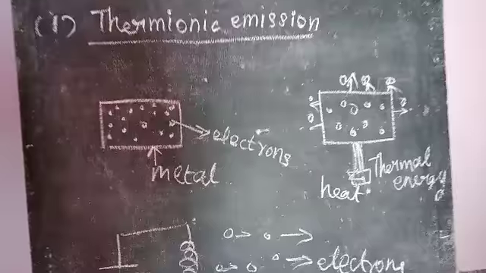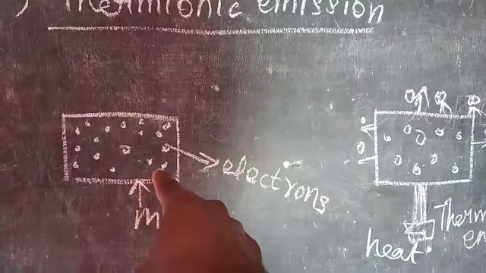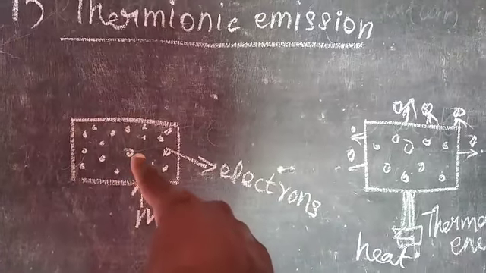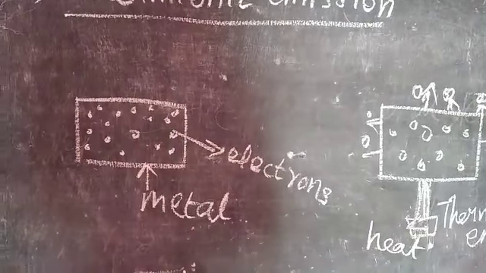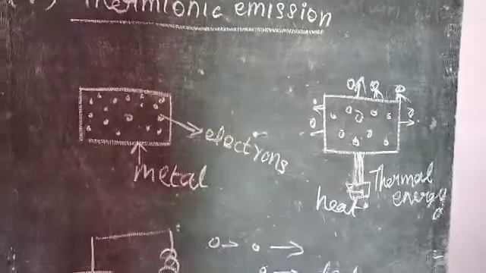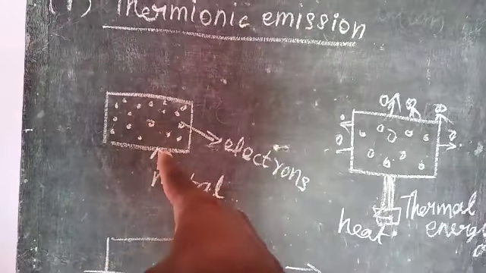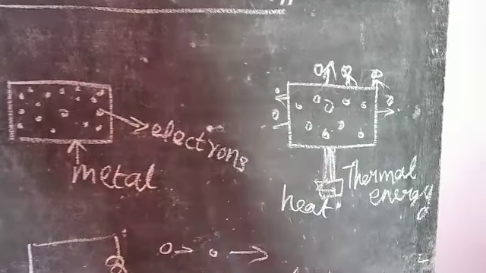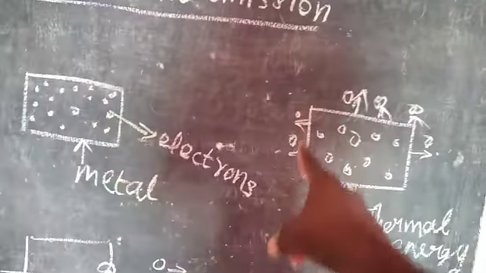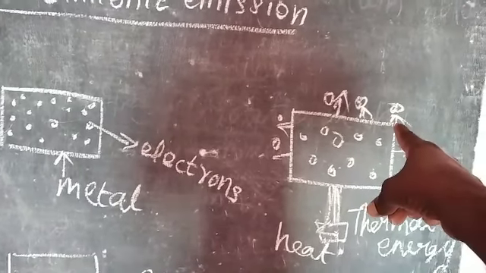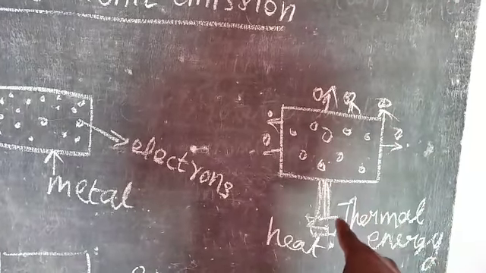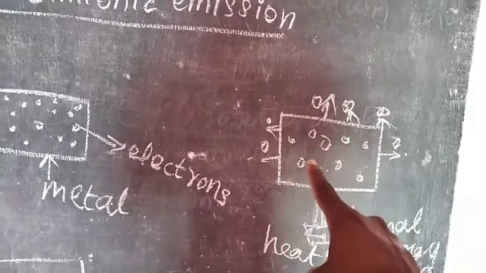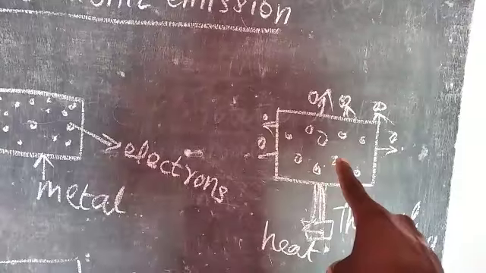So this is metal. Metal is made up of electrons. Inside the metal, electrons are in random motion at room temperature. This metal is heated with the help of a burner to a high temperature. These moving electrons already have some amount of kinetic energy.